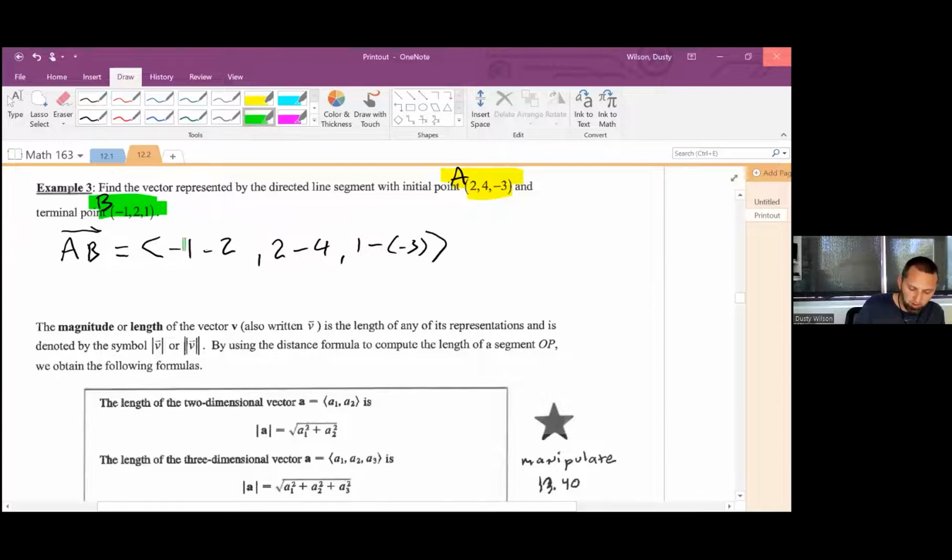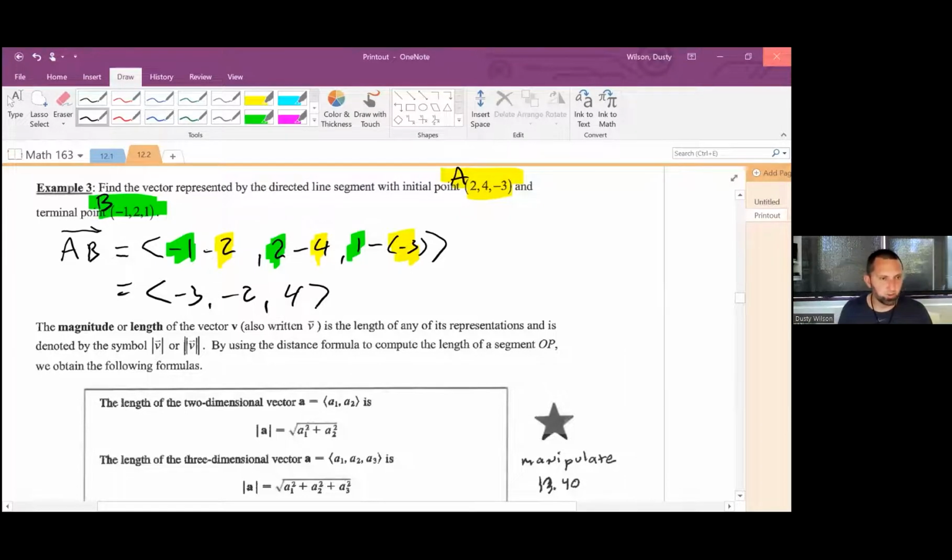Let's get some color in here. So I'm doing green, and then each time I'm taking away the yellow. Final minus initial, which I could combine to be ⟨-3, -2, 4⟩. So there is the vector that we're looking for.